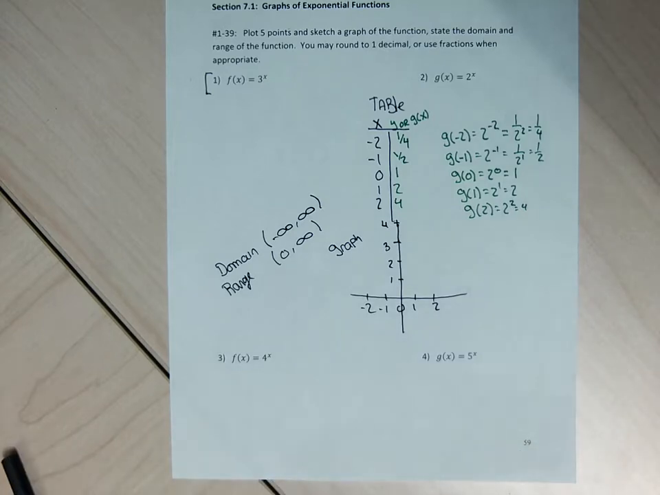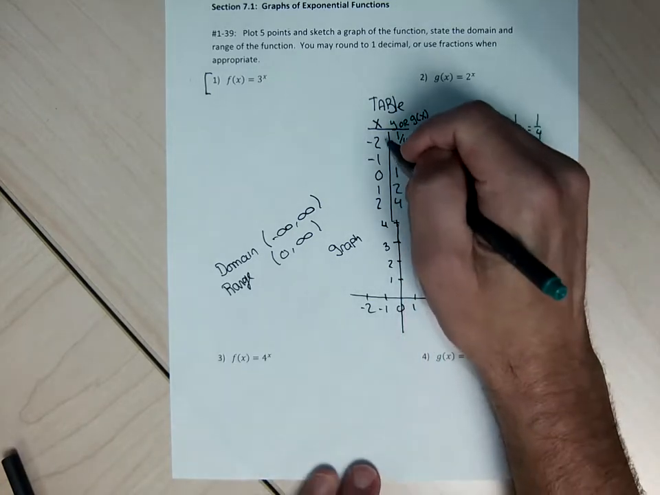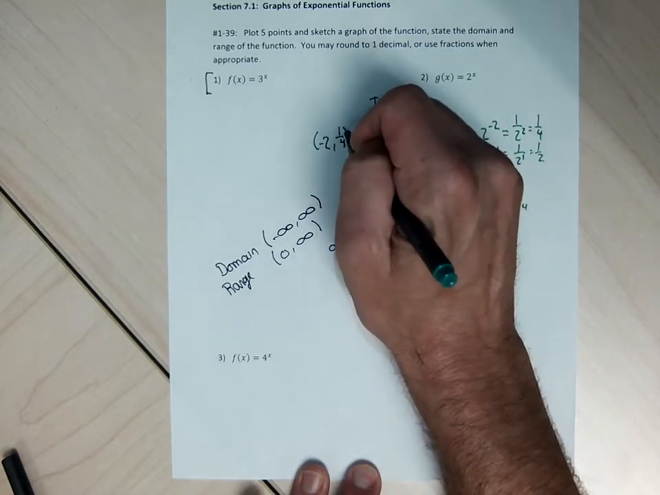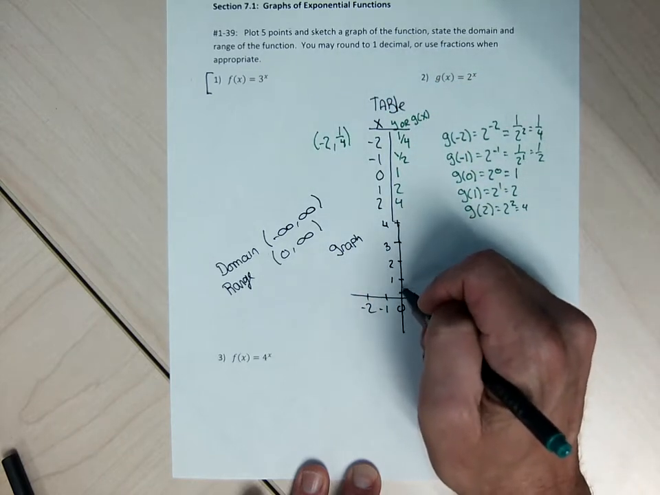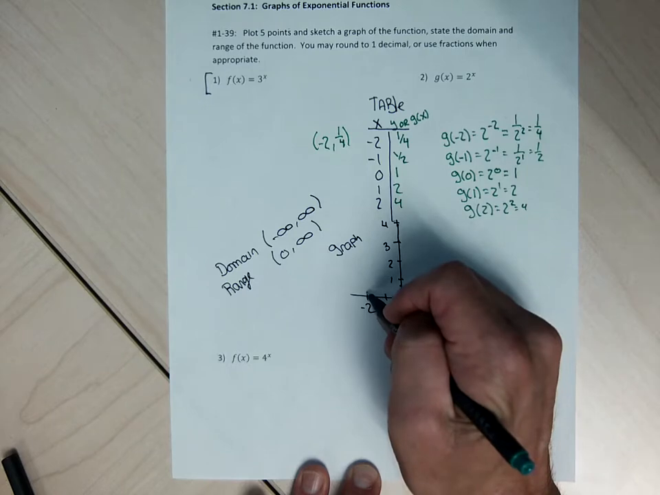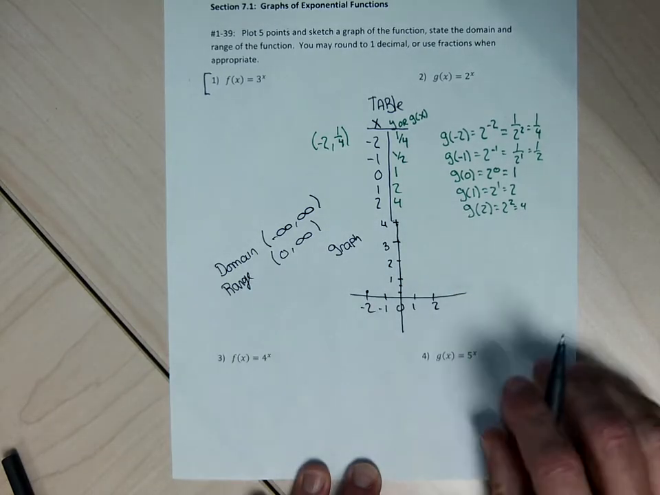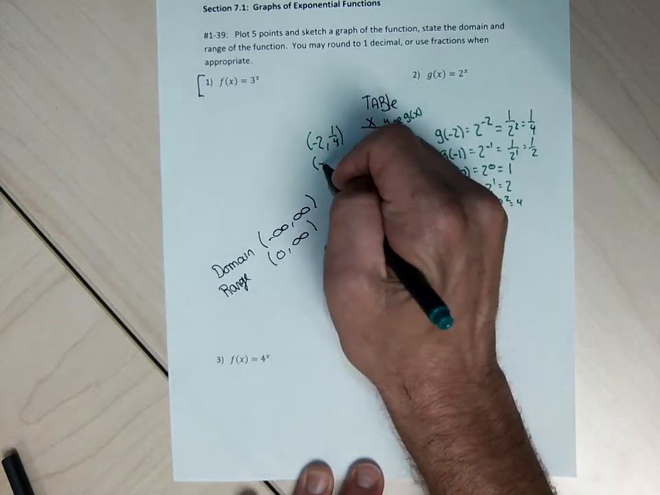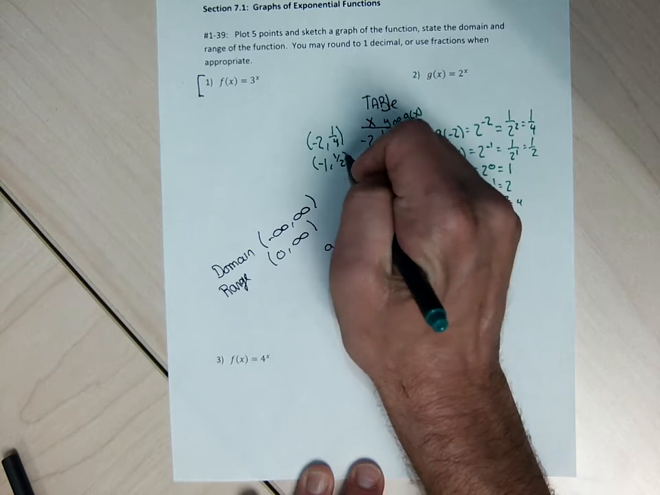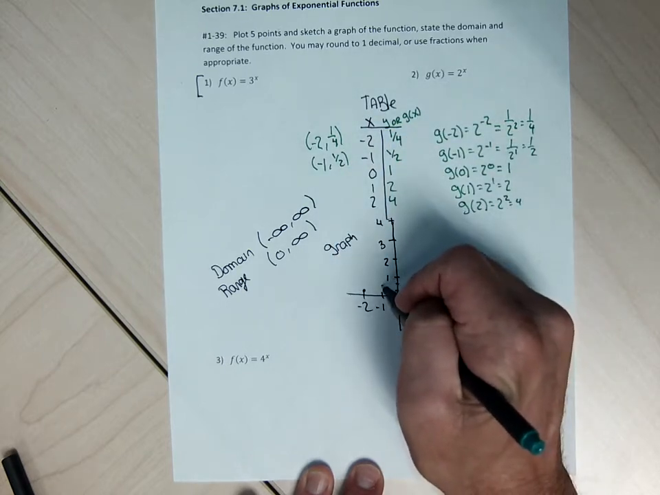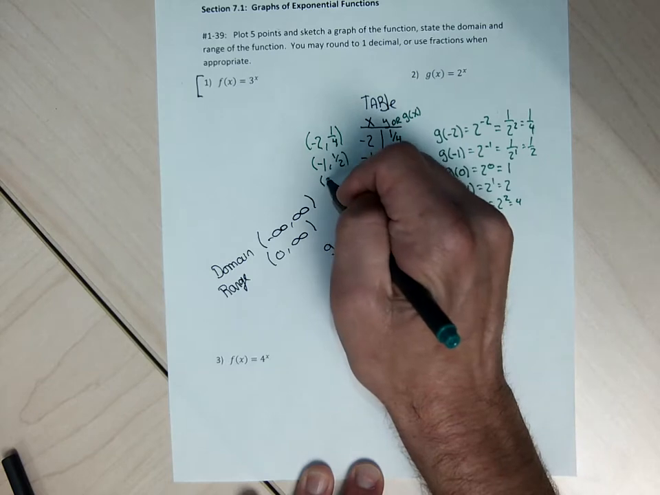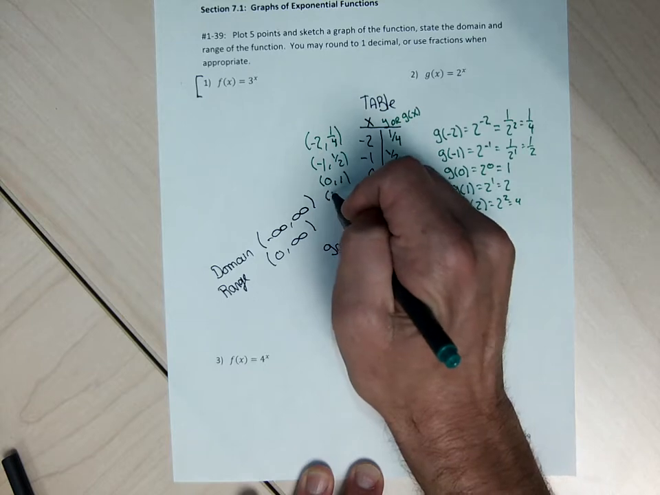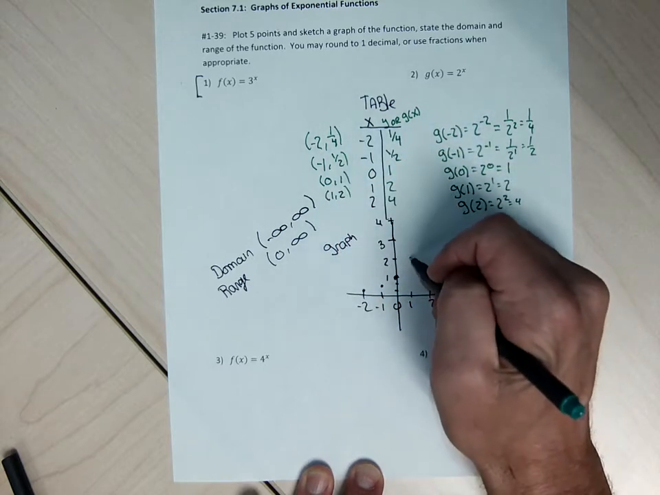Let me just plot these points the best I can. The first point is x equal to -2, y equal to 1/4. So x equal to -2, y equal to 1/4. I'm just guesstimating that. I'm not going to write any of the points down here because it just gets so ugly. And then the second point I'm plotting is x equal to -1, y equal to 1/2. So there's -1 and about 1/2. And then x equals 0, y equal to 1. X equal to 1, y equal to 2.